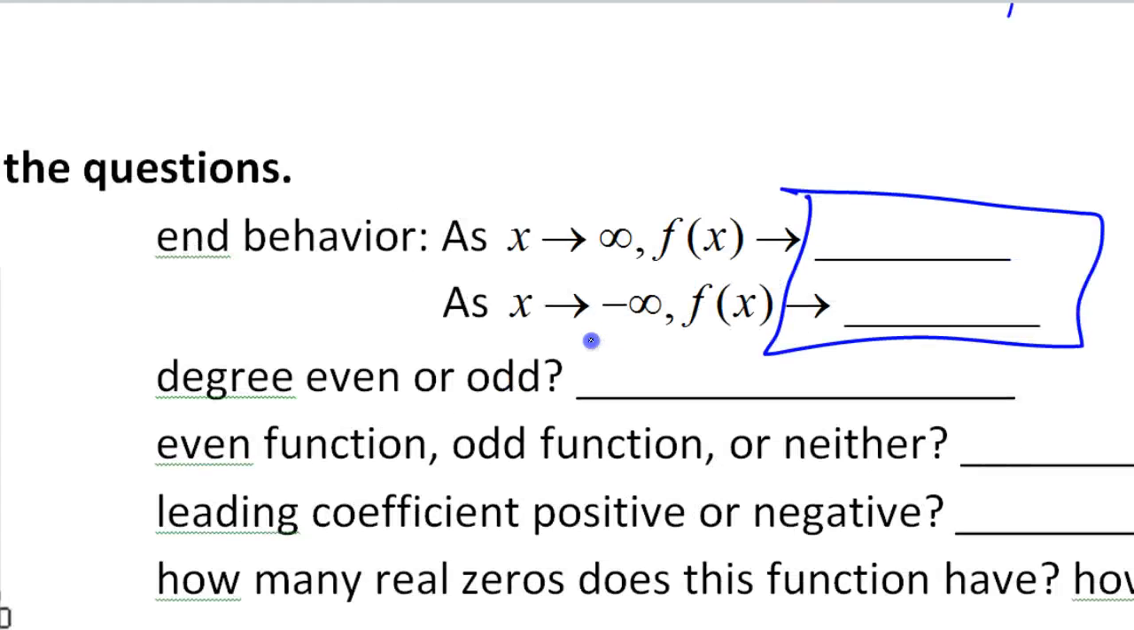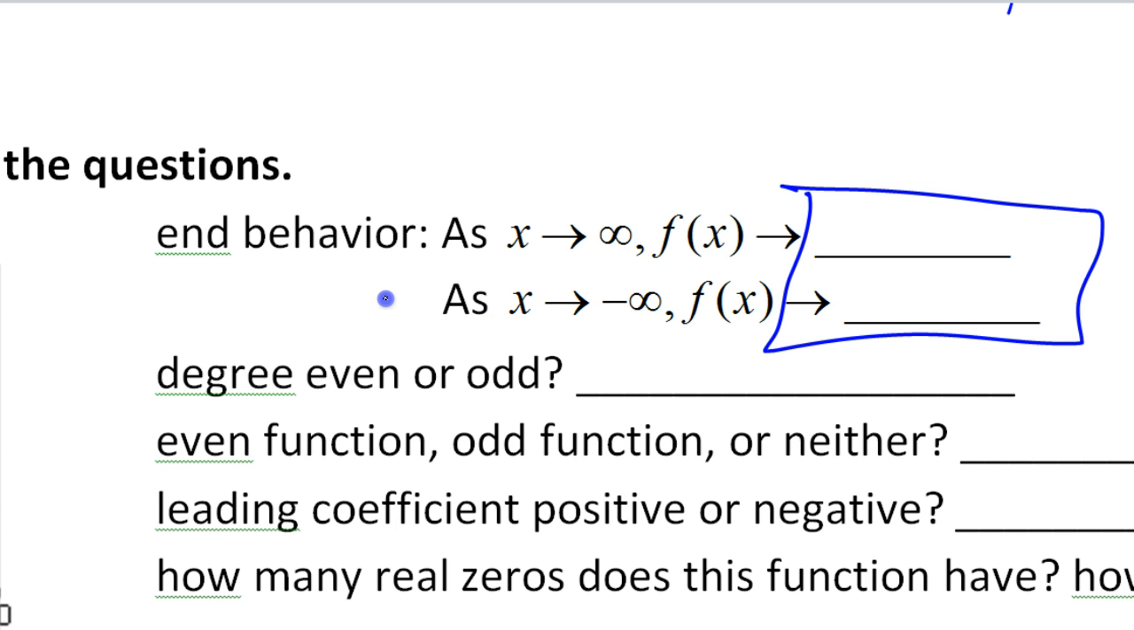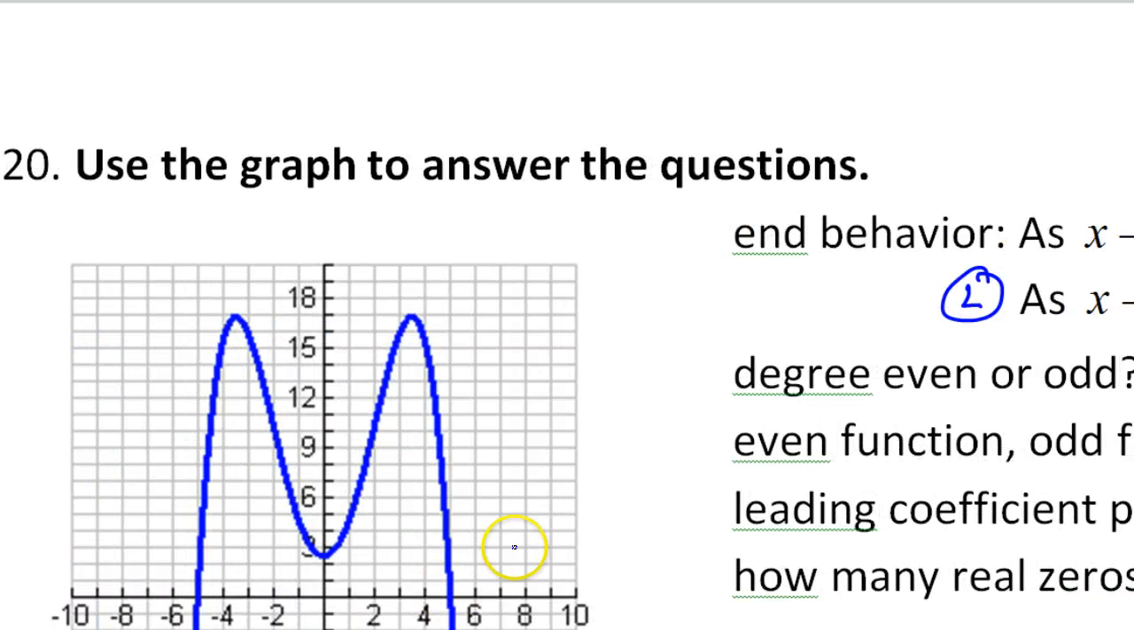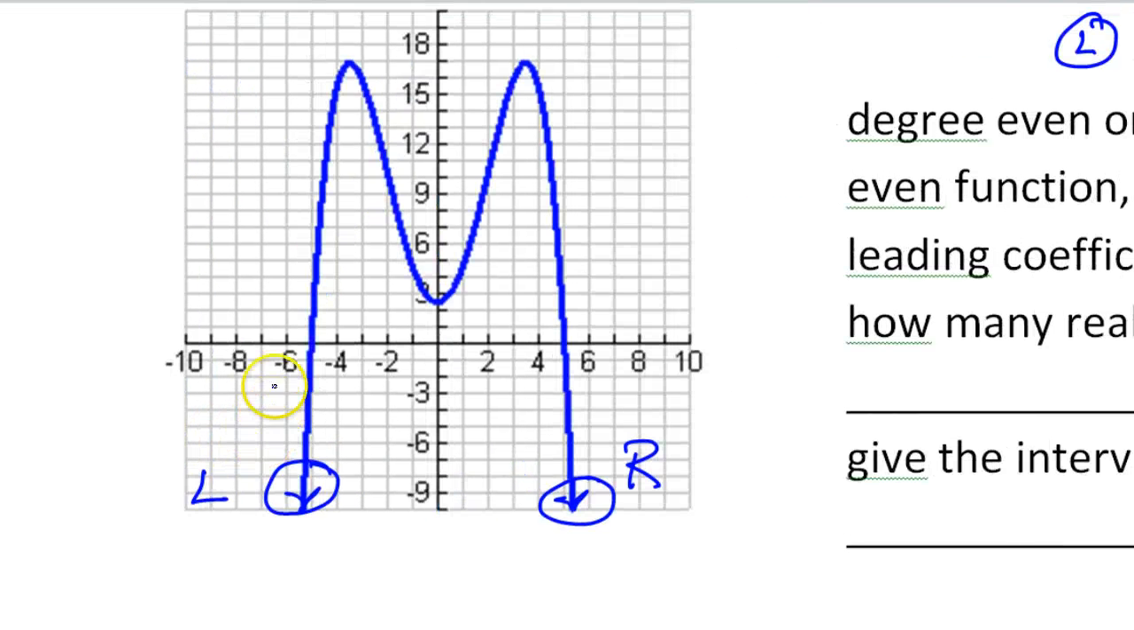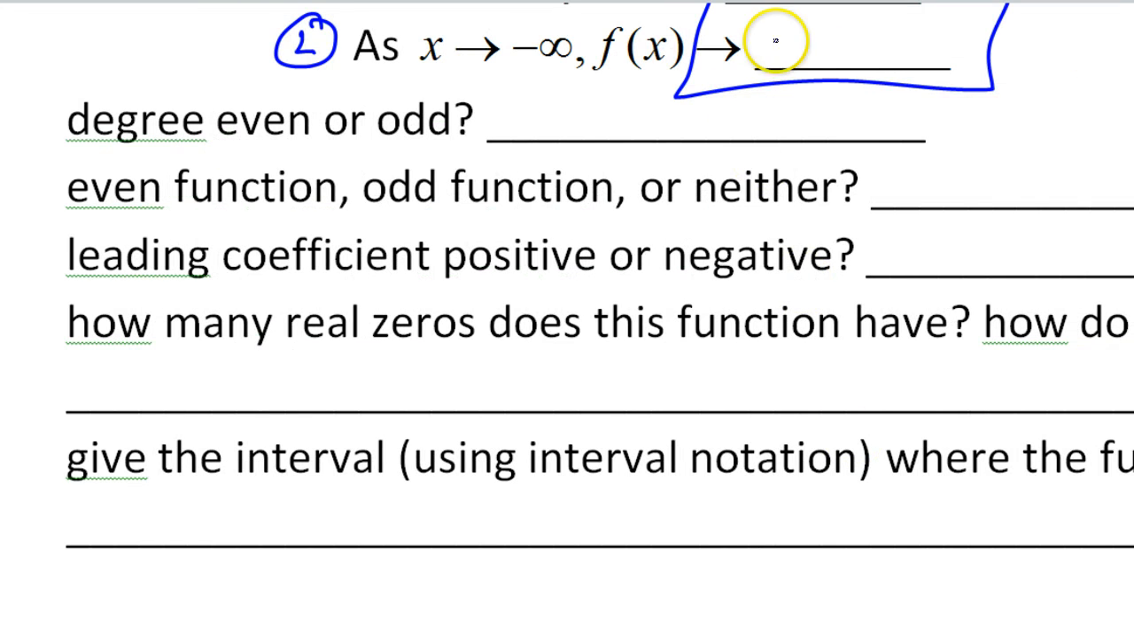So end behavior always starts off the same way. This is the side that means left, because it says as x approaches negative infinity. That means on the left side of the graph. And f of x is like the y value. So on the left side of the graph, what happens to the y values? Well, as we go further to the left, the y values go down, down, down. So that's why we put negative infinity, because it's falling.